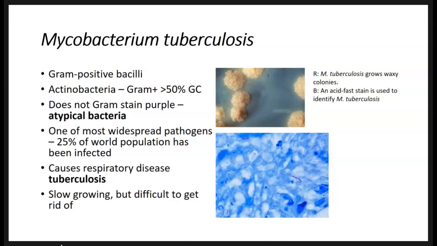It's one of the most widespread pathogens. About 25% of the world population has been infected with Mycobacterium tuberculosis. It particularly causes a respiratory disease called tuberculosis. MTB is very slow growing, but even though it's slow growing, it is difficult to get rid of, and so it can cause long drawn out, long-term respiratory disease.